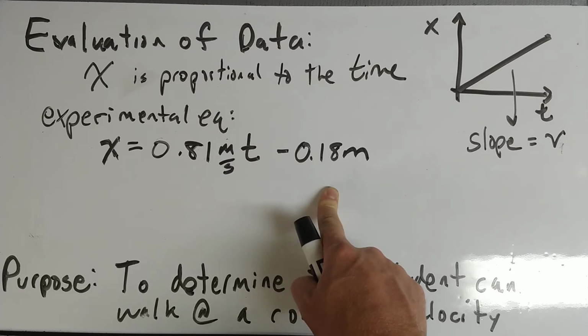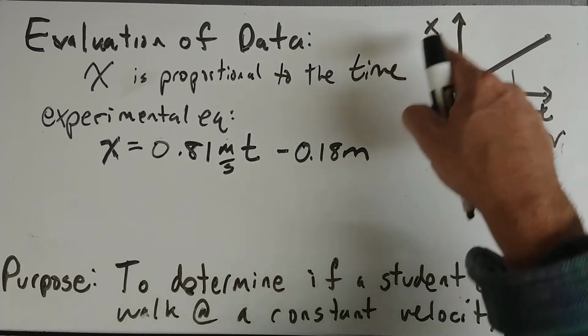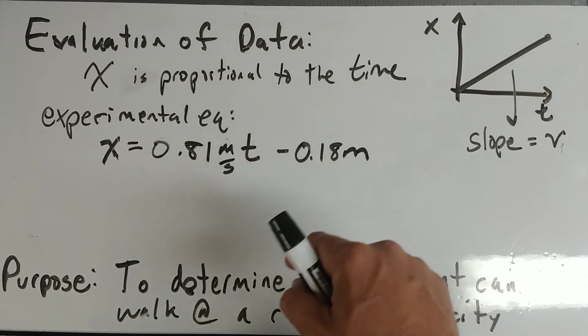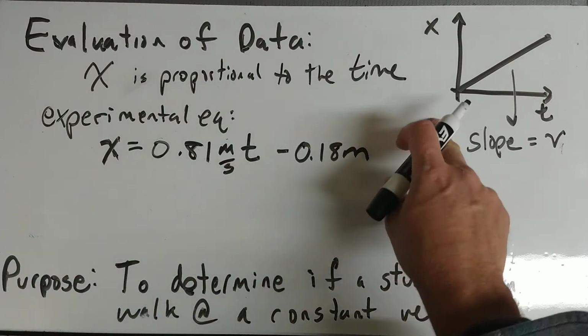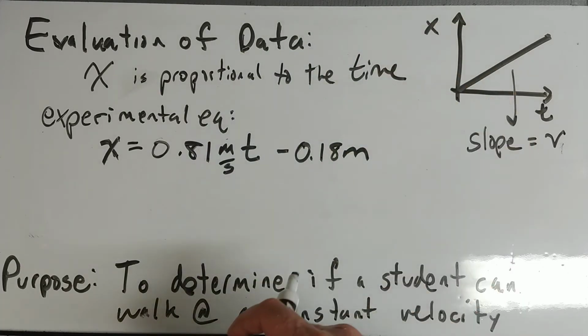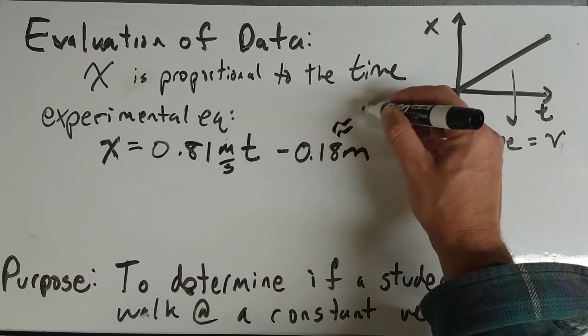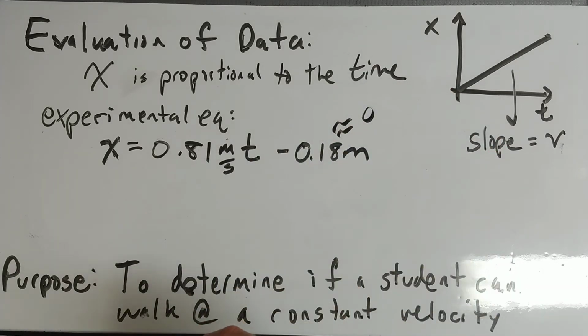It's far less than 10% of the maximum value. It's less than 5%. It's about 2% of the total range of the vertical axis here of the position. So it's essentially 0, right? So this is approximately equal to 0. But it's not. We'll talk about that in a second.